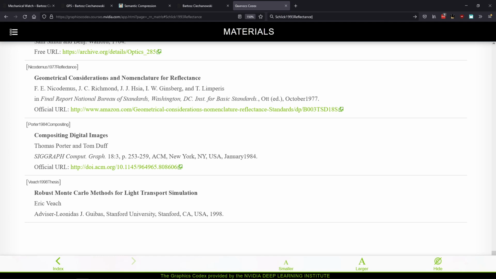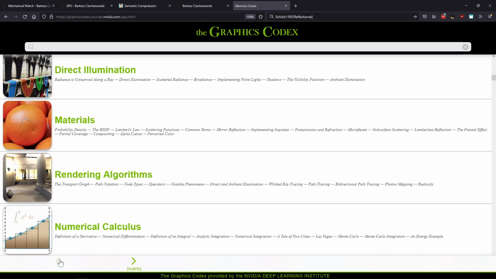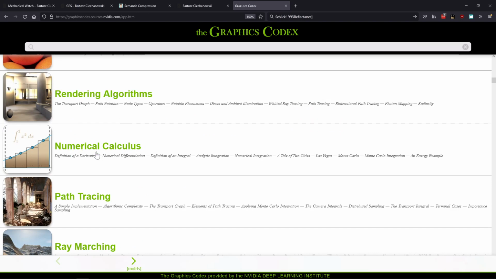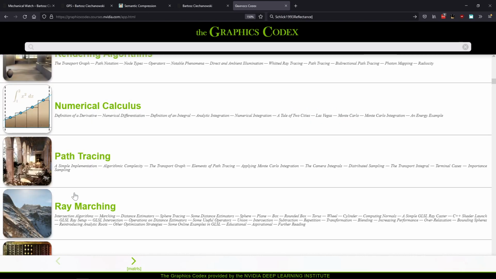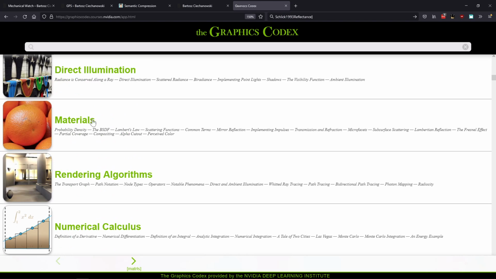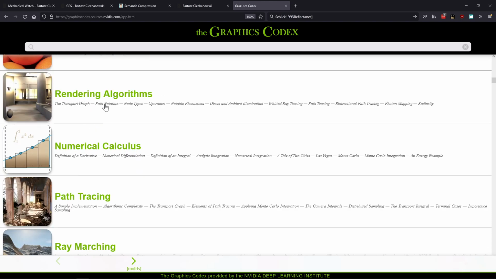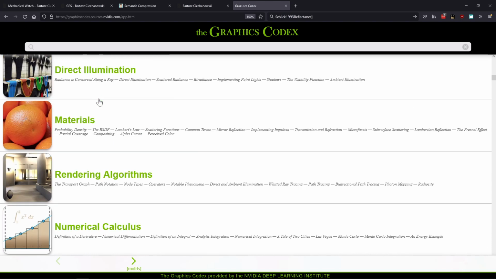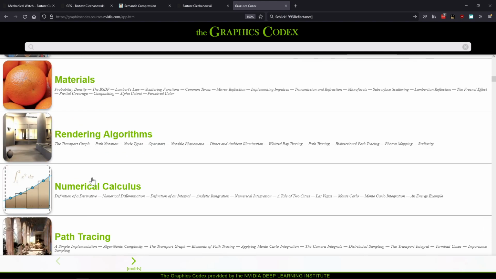I don't have any. Can we see the table of contents? Sure. We have rendering algorithms. 1, 2, 3, 4, 5, 6. Six chapters after this. But the rendering algorithms: transport graph, path notation, node types, operators, notable phenomena, direct and ambient illumination, ray tracing, path tracing, bidirectional path tracing, photon mapping, radiosity. That seems like a big chapter. So the numerical calculus one. Yeah.